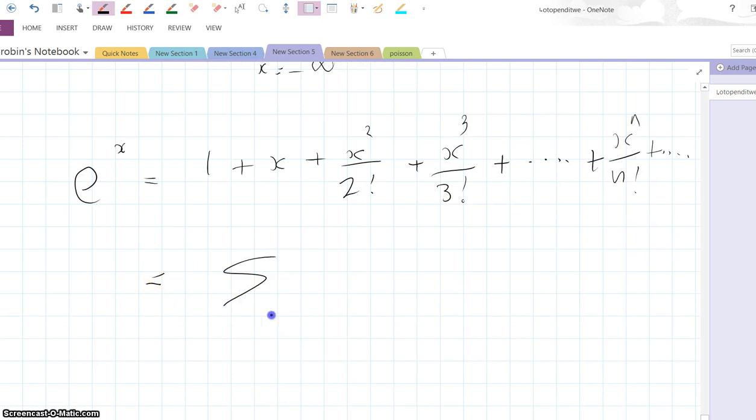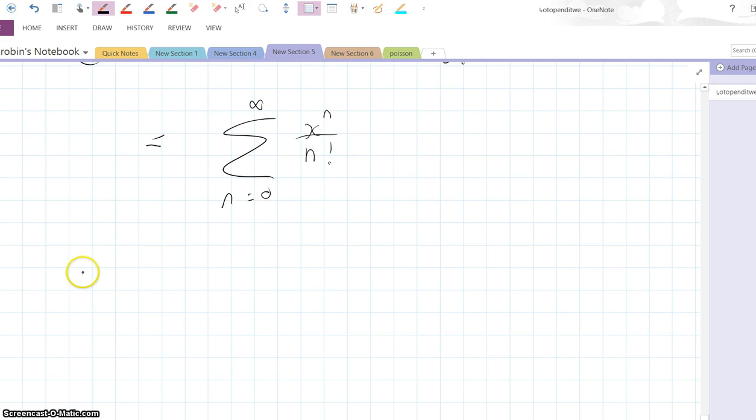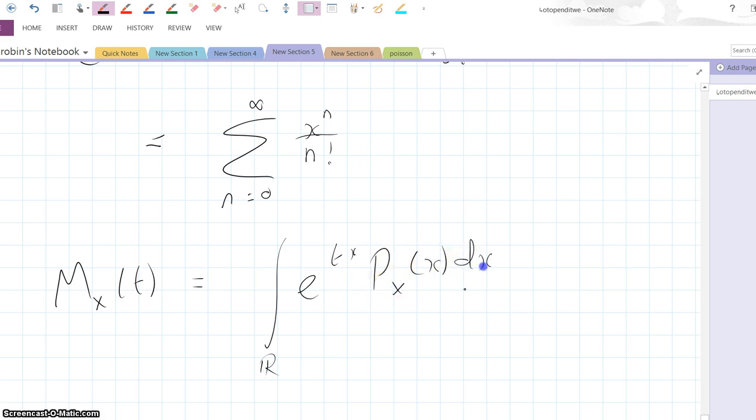Sometimes I'll use the sigma notation. Let me try that again: the sum of x to the n over n factorial from n equals 0 to infinity. I just like writing it like that. So let's have a look at this. We are working out the moment generating function, m sub x of t equals the integral of e to the tx over the whole real line p sub x of x dx. Once I've finished fooling around with this, I'm going to put a particular form of my probability density function in.